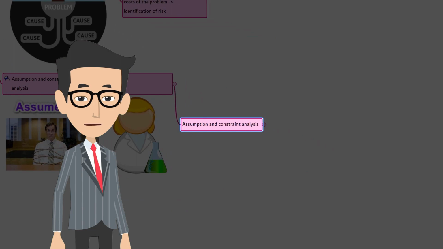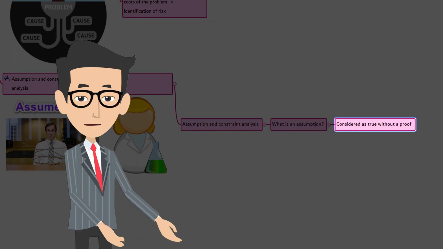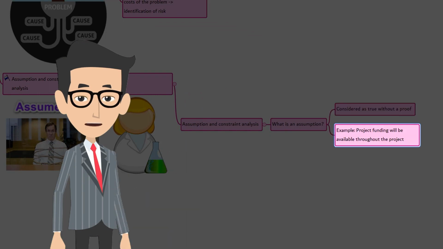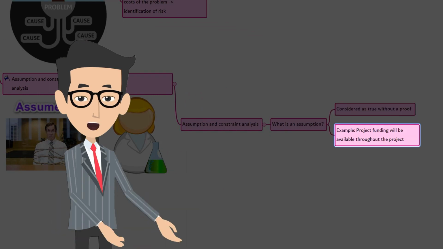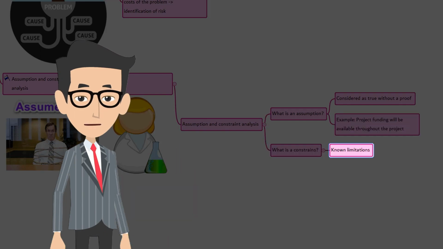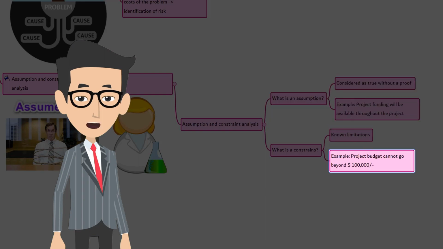Assumptions and constraints analysis. First, overview. What's an assumption? Something considered to be true without proof, right? Example. Project funding will be available throughout the project. What is a constraint? Known limitations are called constraints. Example, the project budget cannot go beyond $100,000.